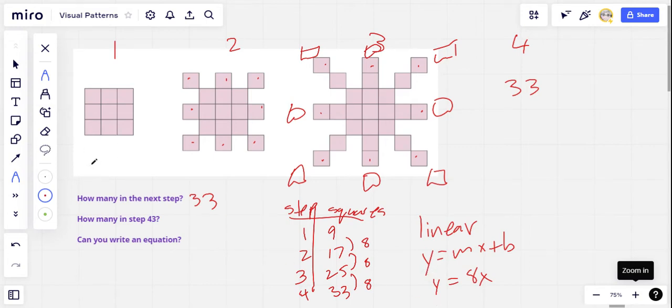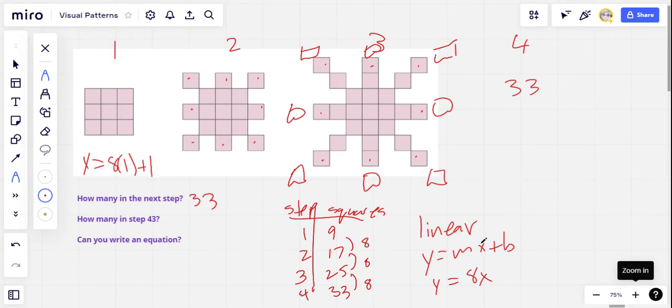Let's try it with step 1. If we said the number of squares, that's y, equals 8 times, and x is the step number, 8 times 1, well, we just get 8 here, but there are 9. So I think that plus b, that adjusting factor, needs to just be a plus 1. That would make this equal out to 9. So 8 times 1 plus 1, that's 9.